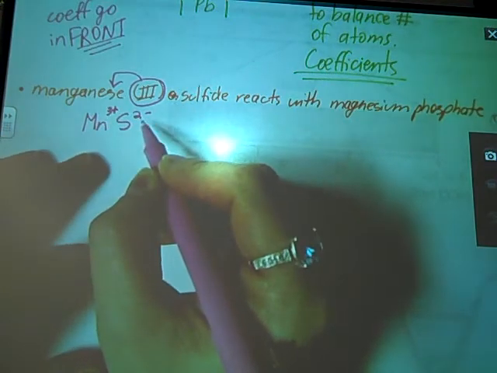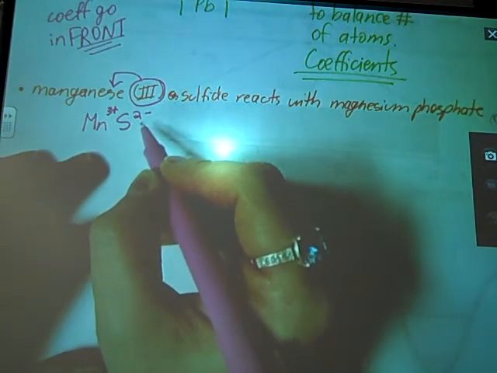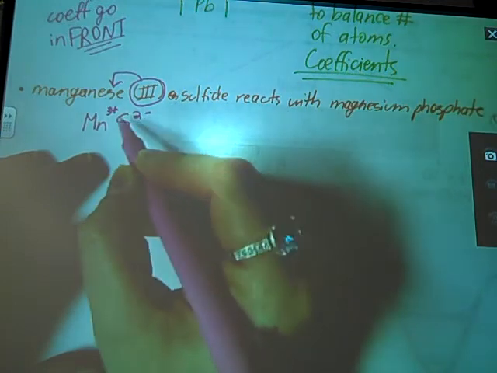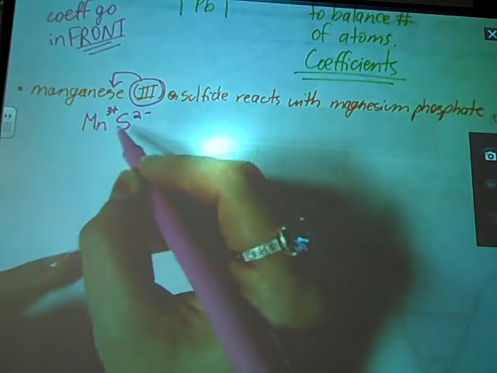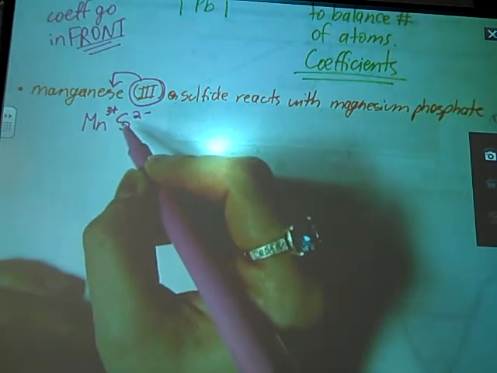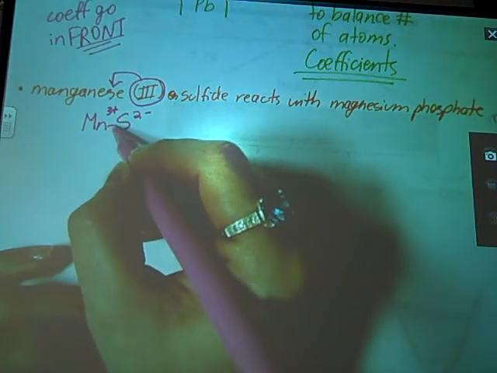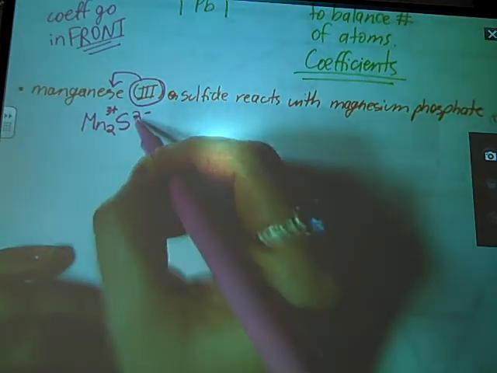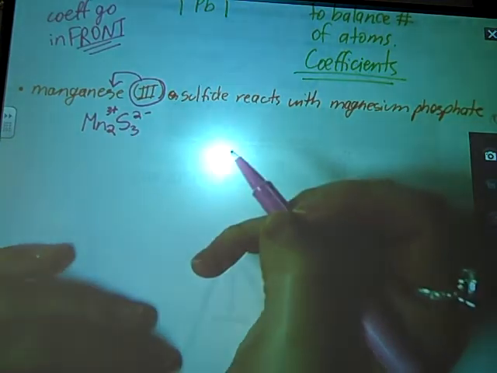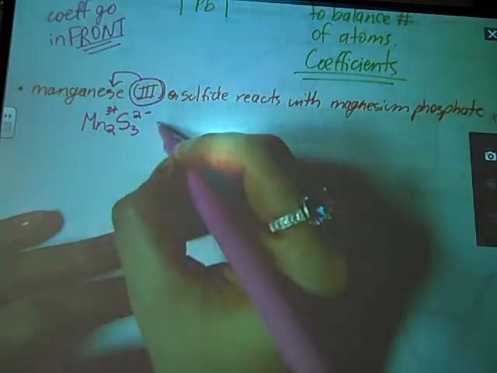3 minus 2 doesn't equal 0. There's nothing I can multiply 2 by to get to 3, so that means I have to take these 2 numbers to the lowest common denominator. In this case, 6. Means my 3 needs to be multiplied by 2, my negative 2 by 3, and that should get me to 0.